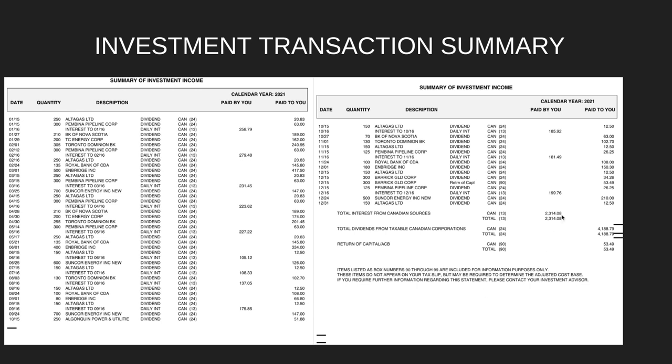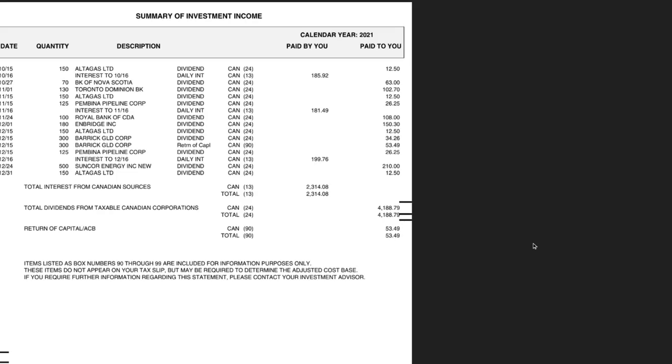This was the prior year. So this is just that last page again, where we zoom in on the 4188 total dividends from Canadian taxable corporations. They get the tax treatment. So it's pretty straightforward there.